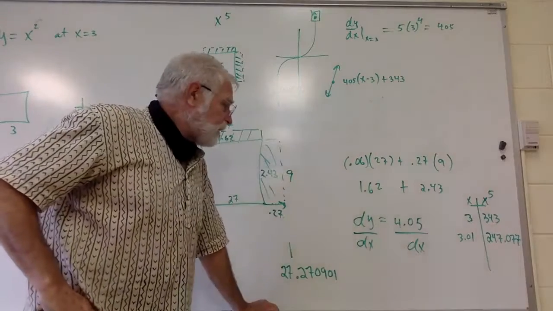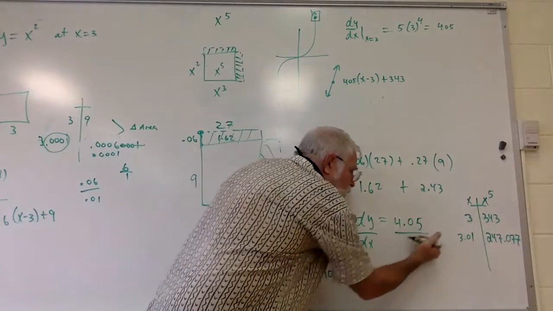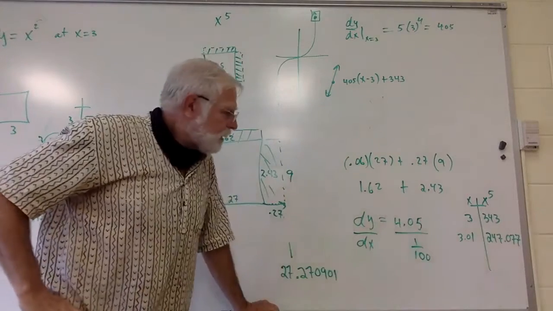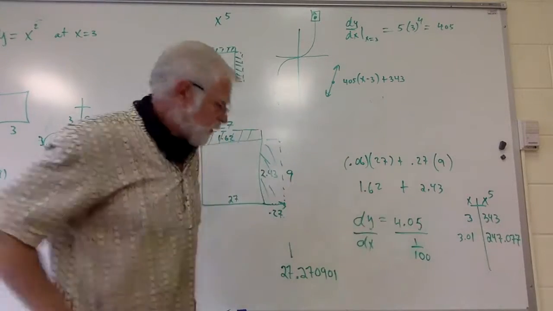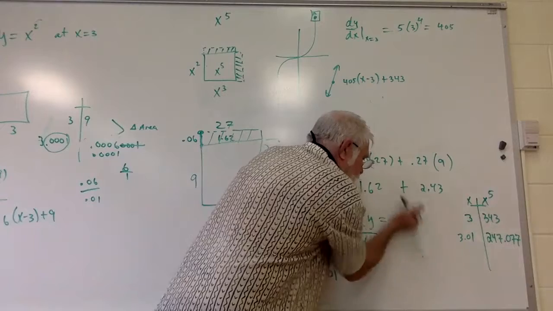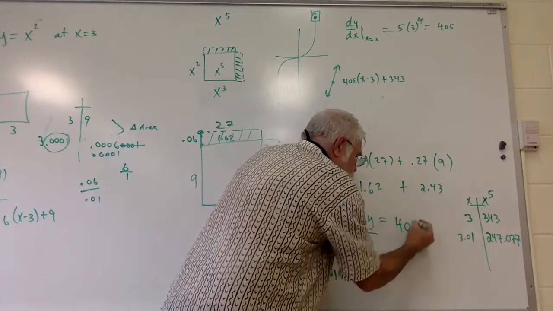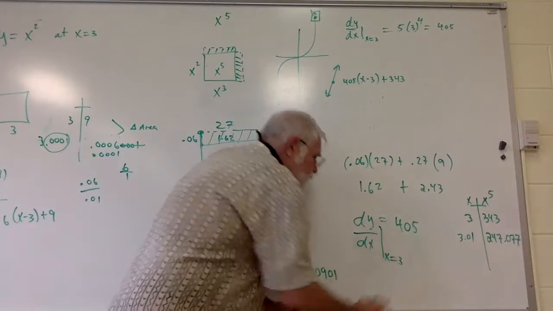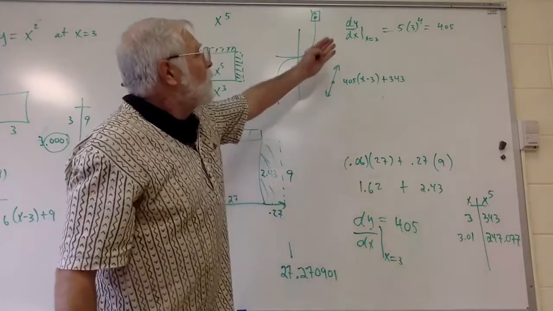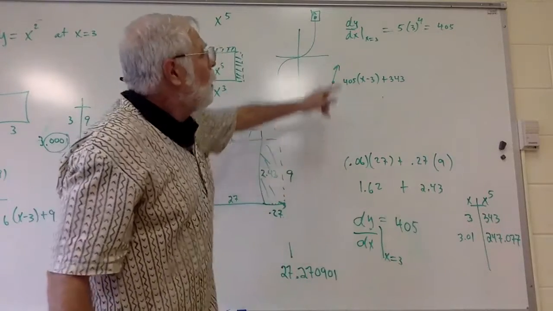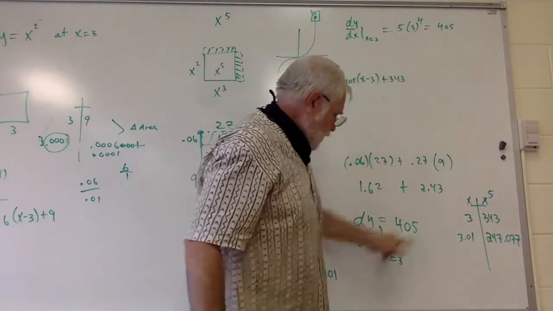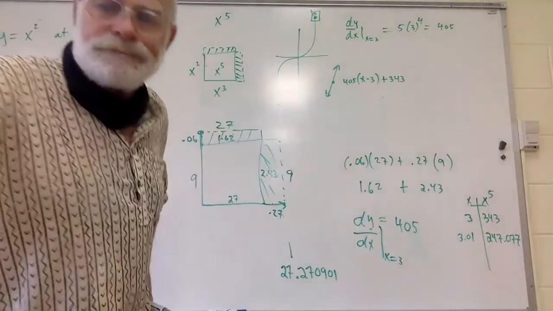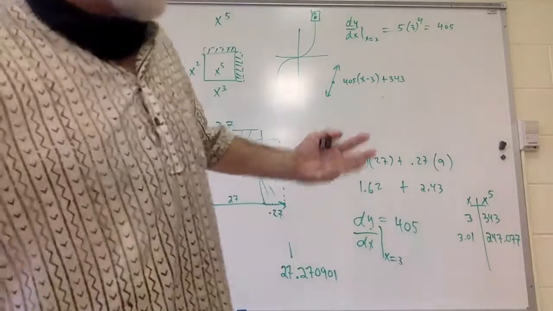Now, what was our dx? Well, our dx was 0.01, which is really 1 over 100, right? And so if I actually do this calculation, then I get 405, right? So at x equals 3, my function x to the 5th, oh, wow. Boy, did that come out nice, even with just 0.01, some gross approximations. That's interesting. So what really happened?